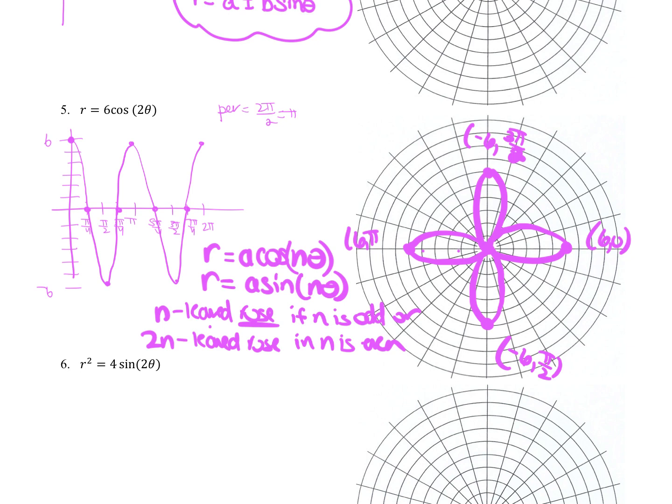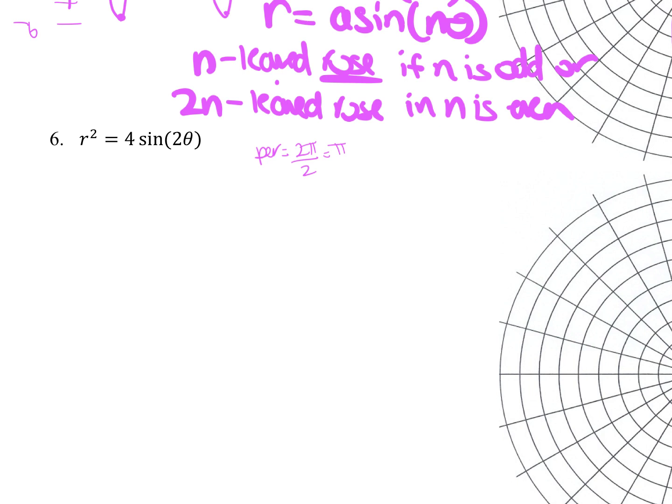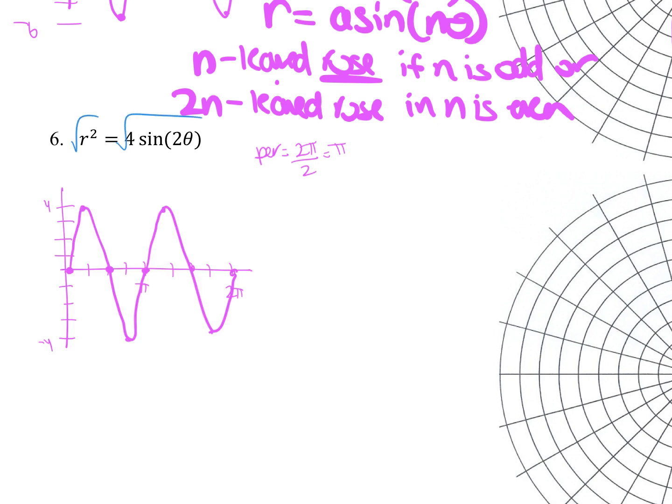Next up is r squared equals 4 sine 2 theta. You're going to start by graphing 4 sine 2 theta. Don't worry about the r squared yet. All right, so this is what r squared looks like. So what we're going to do now is we're going to take the square root of it, and we get r equals the square root of 4 sine 2 theta.